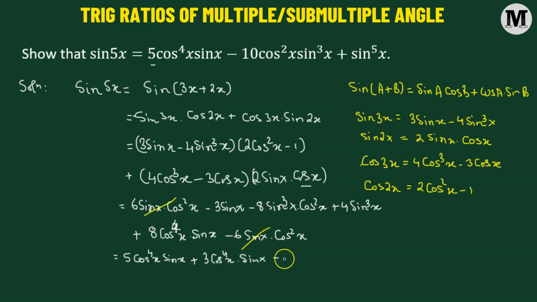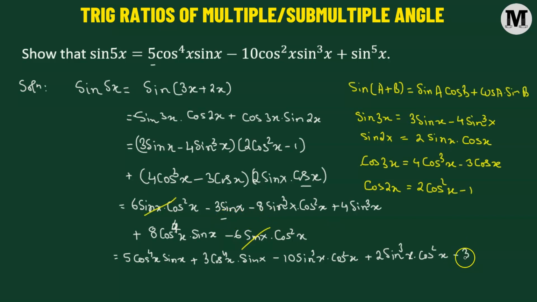So what we'll do, we will take negative 10 sine cubed x times cosine squared x. But we have exceeded negative 8 by 2, so we're going to add it. Plus 2, so we have plus 2 times sine cubed x times cosine squared x. And let's write down the remaining terms.